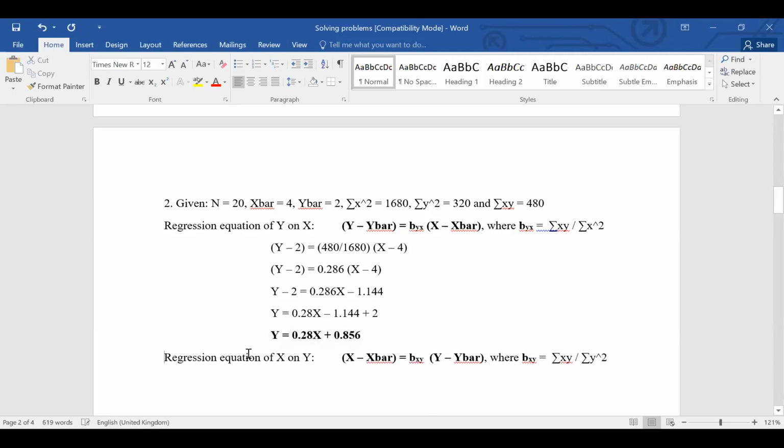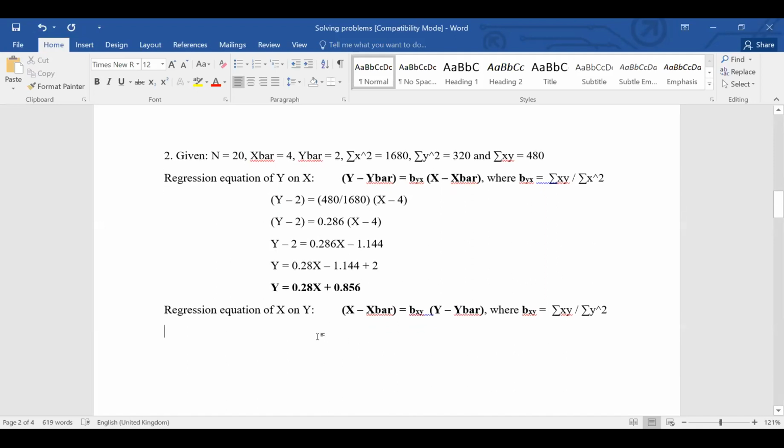Now, can you find out the regression equation x on y? The people can work out and tell me. Regression equation x on y. So x minus, what is the x bar value? 4, and summation 480 divided by, what is the summation y square value? 320. And then y minus y bar. Y minus y bar is 2. So x minus 4, what is 480 by 320? Anyone? 1.5. Okay, and y minus 2.